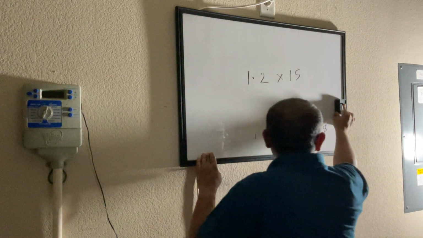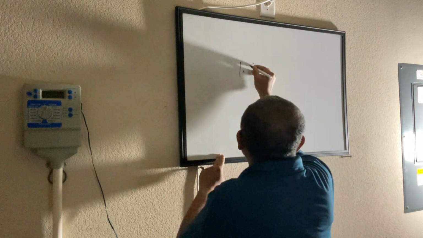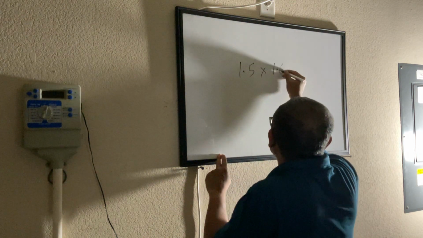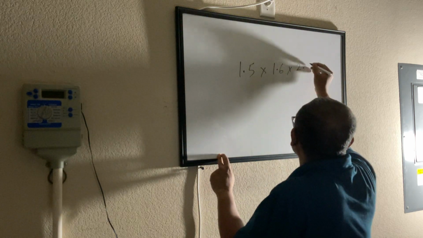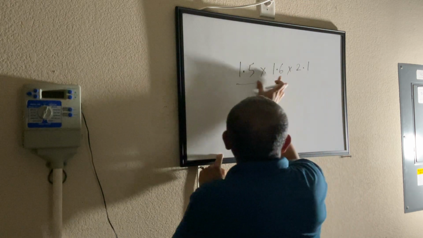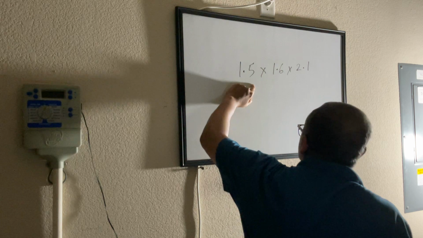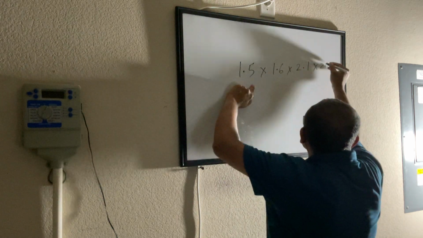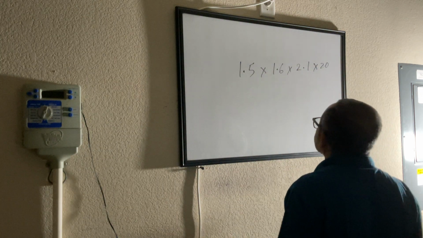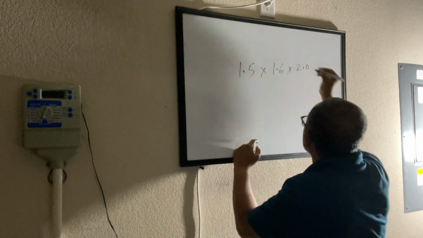So, I want you guys to do one more problem. Now this time, I am going to make your life interesting and difficult at the same time. 1.5 into 1.6 into 2.1, divided by, no, okay, let's multiply this one. Okay, let me not make it so difficult.